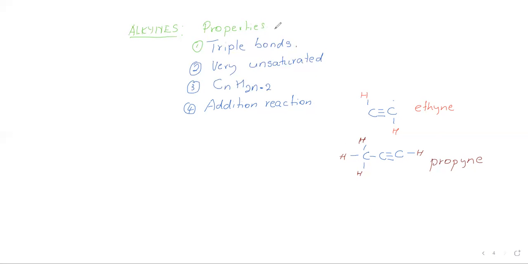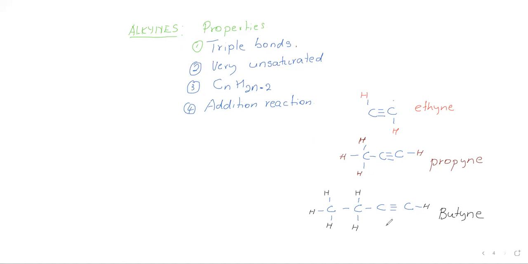And then we go to 4 carbons: hydrogen there, hydrogen there, hydrogen here, hydrogen there, hydrogen here, hydrogen there. Now this is called butyne.